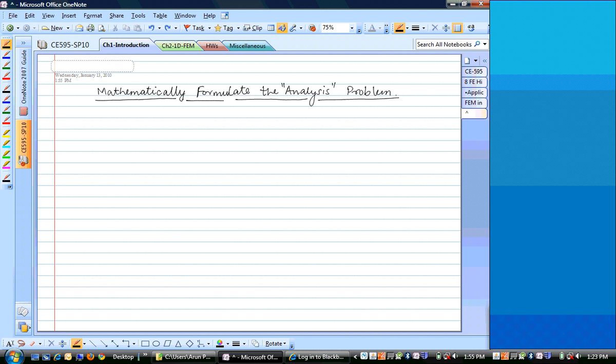So let's say we have this beam, and I'm not going to represent it as a one-dimensional beam. I'm going to represent it as a two-dimensional or a three-dimensional structure. Real life is three-dimensional, so let's try to assume that this is a three-dimensional long beam, and it has all these different types of loading.